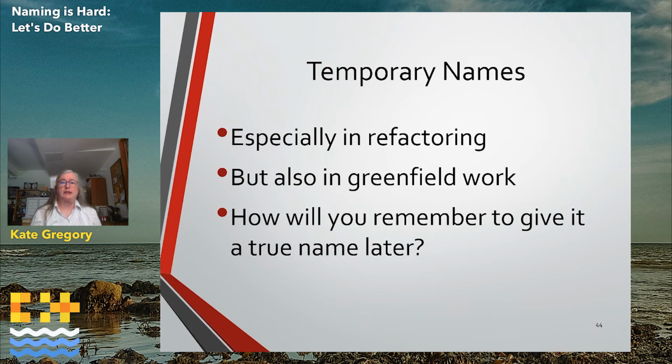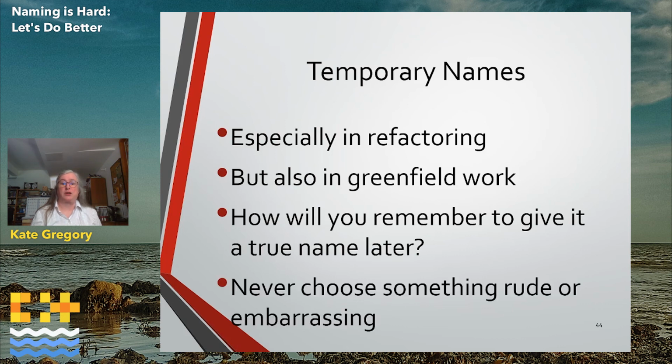Some people believe they can leave something in the code that will enable them to change it later. A to-do comment, for example. I know so much code with to-do comments that says this needs a better name. To-do comments don't work, right? Leaving a crummy name in the code doesn't work, and especially not if you choose something rude or embarrassing. Like, Steve is an idiot. Whether you're Steve or not, that's a terrible thing to leave in the code.